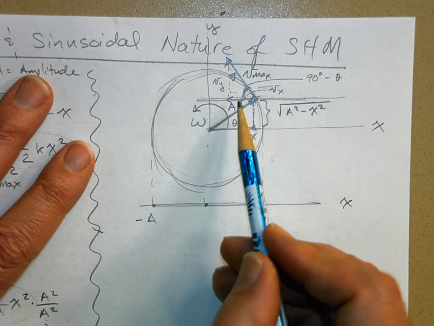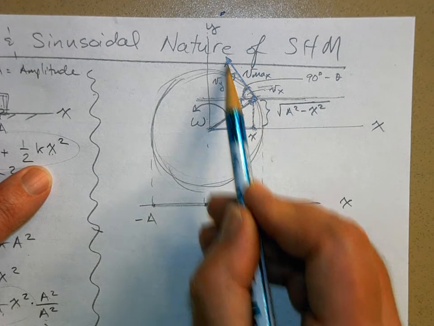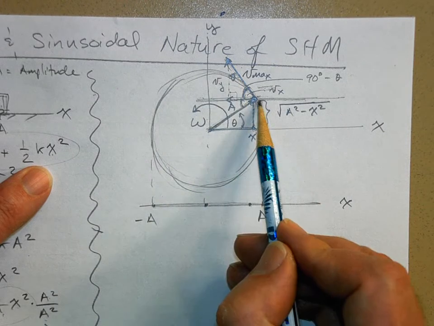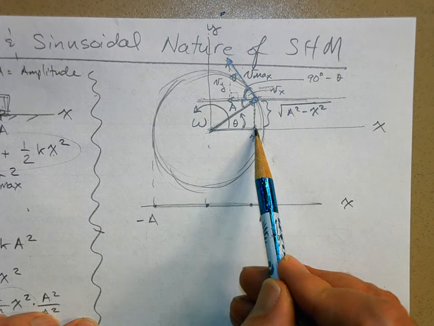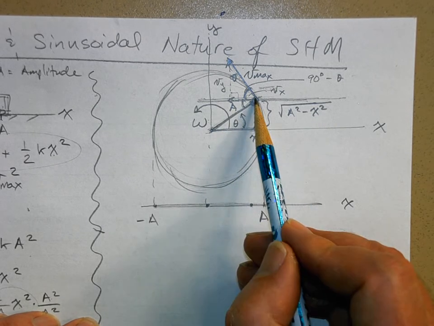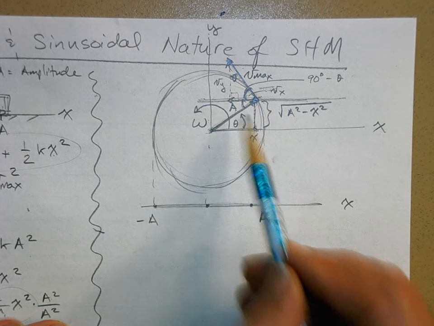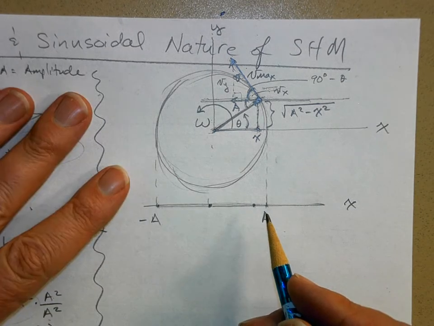Well, that means I've got a triangle here: velocity in the x, velocity in the y, and the maximum velocity. So is x, and then root a squared minus x squared, and then a. Here they're similar triangles because they have the same angles in them. So now I'm going to do another little trick, which we often do with similar triangles. I'm going to set up a ratio.